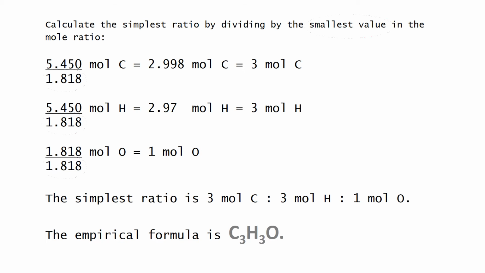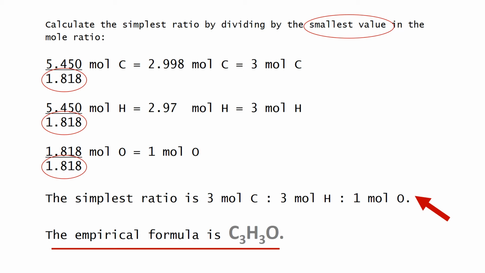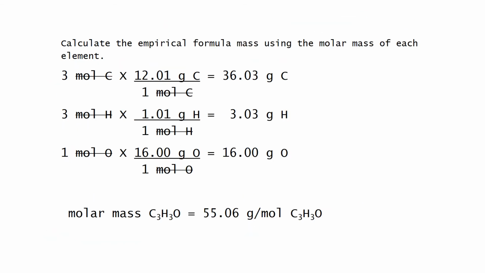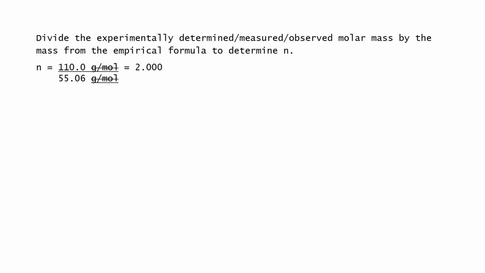Then we calculate the simplest ratio by dividing by the smallest value in the mole ratio. We get 3 moles for carbon, 3 moles for hydrogen, and 1 mole for oxygen, giving us an empirical formula of C3H3O. Next, we calculate the empirical formula mass using the molar mass of each element. When added together, we get a grand total of 55.06 grams per mole C3H3O.